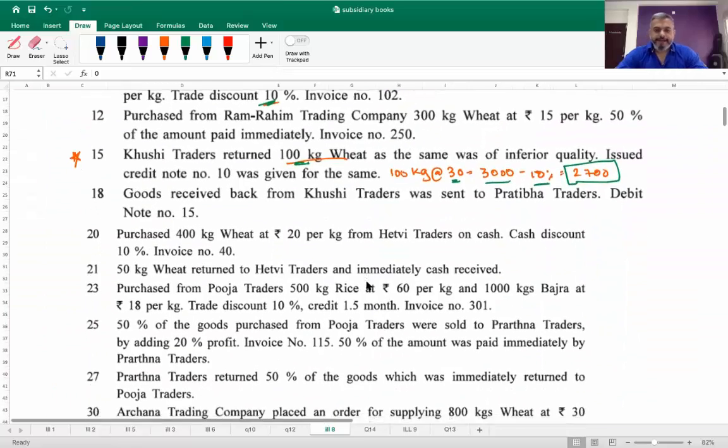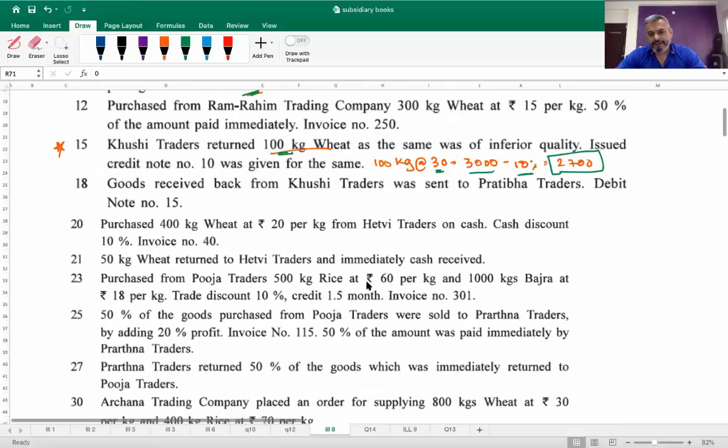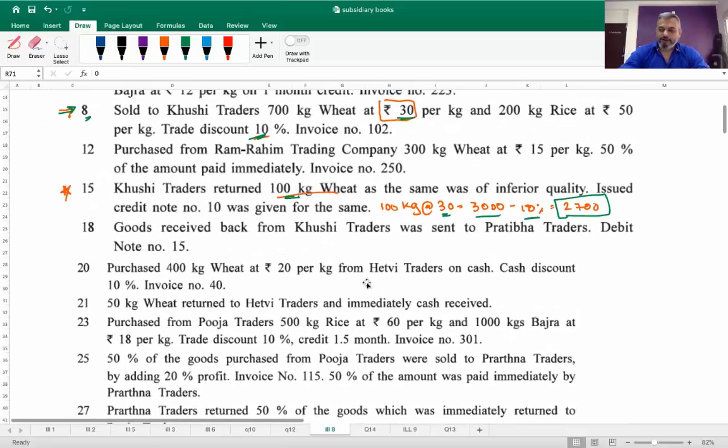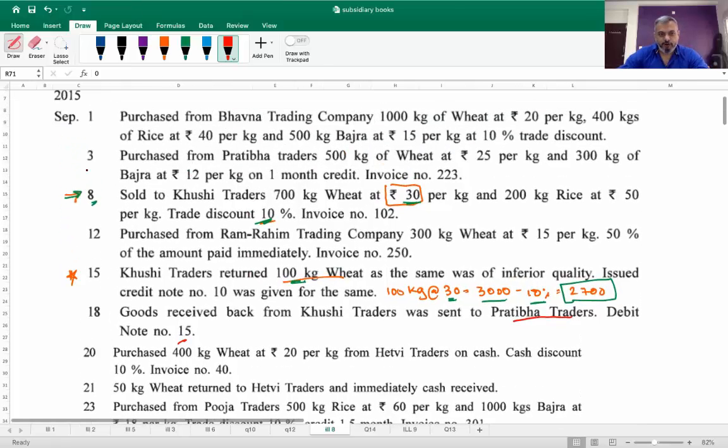Next one, 18. Goods received. Again, mark it important, please. Goods received back from Khushi Traders were sent to Pratibha Traders. Debit note number 15. So let's find Pratibha Traders.